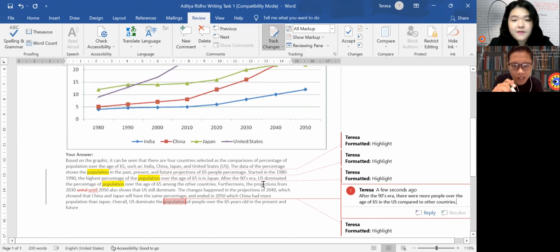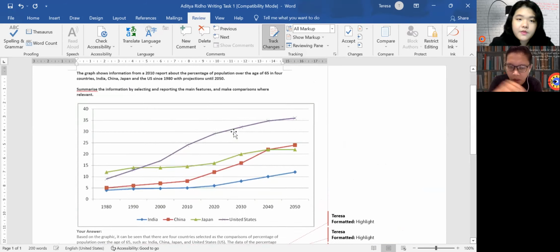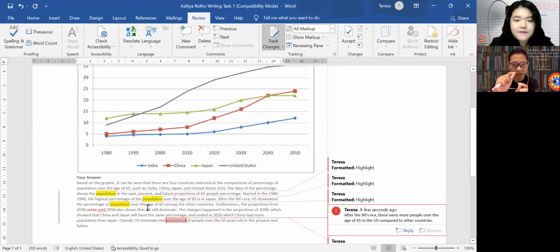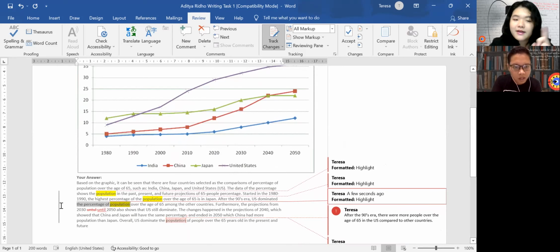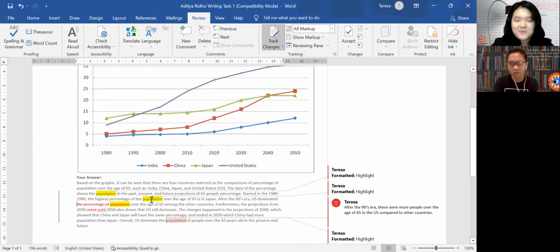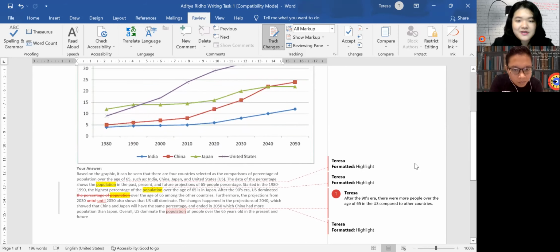Like after the 90s era, US dominated in terms of the age of 60, 65 among the other countries. Can we do that? Yes, we can also do that. We just erase it, so it can be more simple. Then it could be straight to the point. Yeah, US dominated over the age of 65, like that.